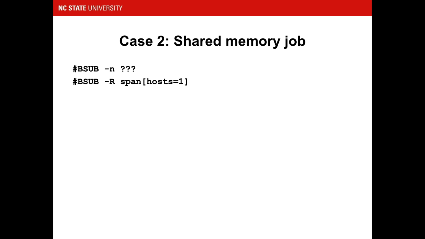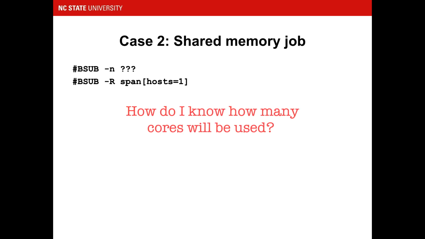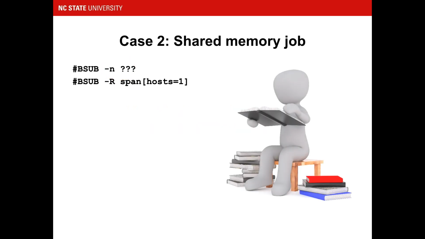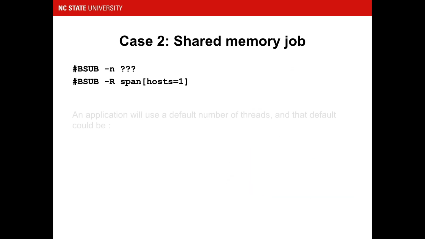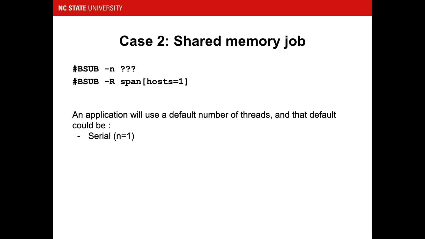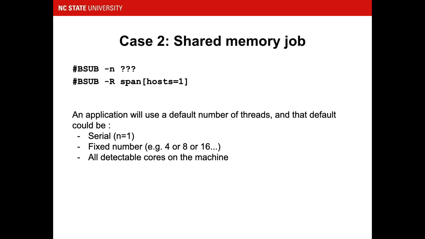If you wrote the application that you are running, then you probably know how many cores will be used, but what if you didn't write it? What if you downloaded it from Git or installed it with Conda and you've never used it before? The short answer is you need to read the documentation, but in general, an application will use a default number of threads, and the default might be 1, it might be some other fixed number like 4 or 8, or it might be all detectable cores on the machine.